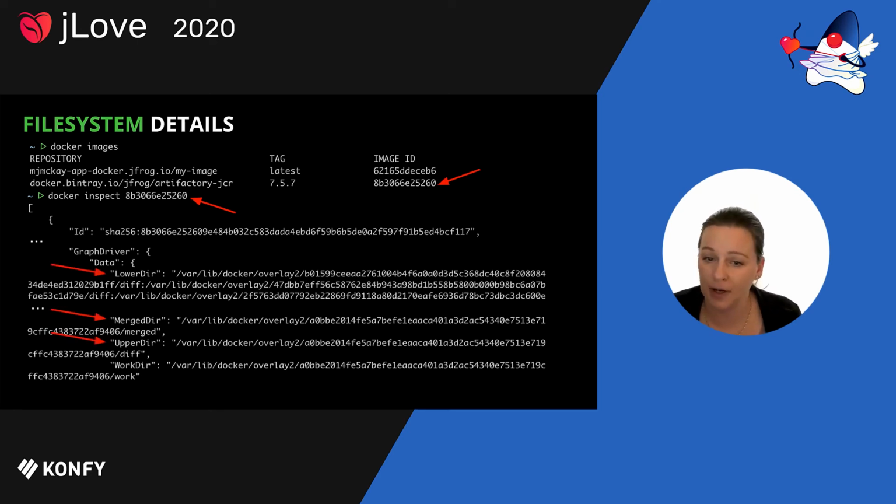The LowerDir, MergedDir, and UpperDir sections are especially important. The LowerDir directory contains all of the directories or layers that were used to build the original image, and these are read-only. The UpperDir directory contains all of the content that has been modified while the container is running.